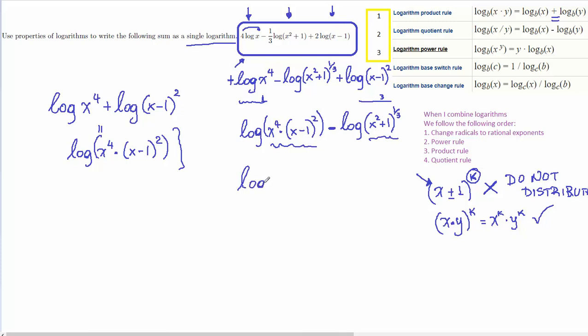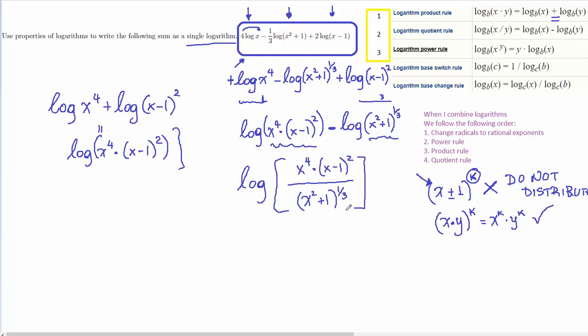So I combine now this into one logarithm. Remember, one logarithm, and everything that I get is going to be the numerator and the denominator of the fraction. So I have x to the fourth here times x minus 1 squared divided by x squared plus 1 to the 1/3. And I'm done. I have combined the entire expression into one single logarithm.